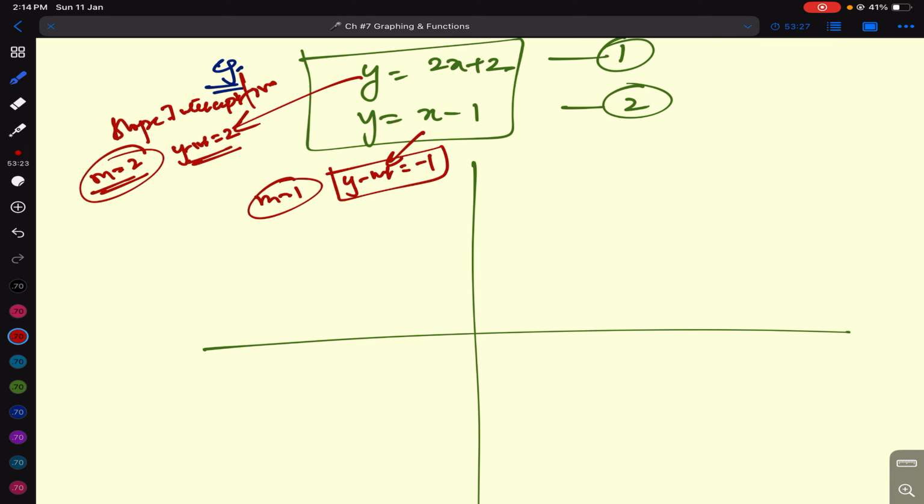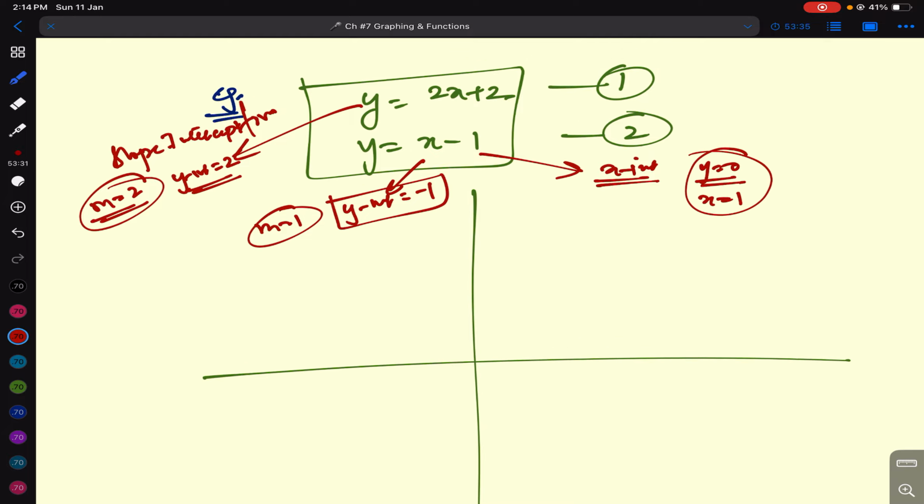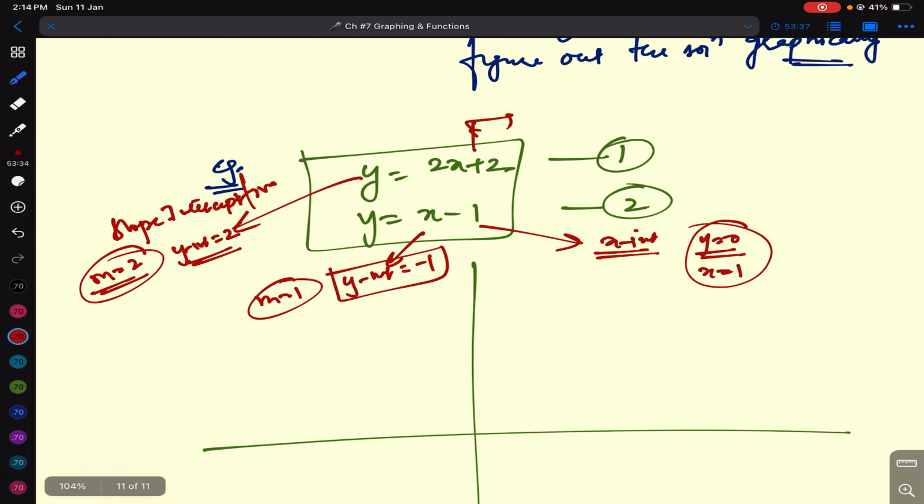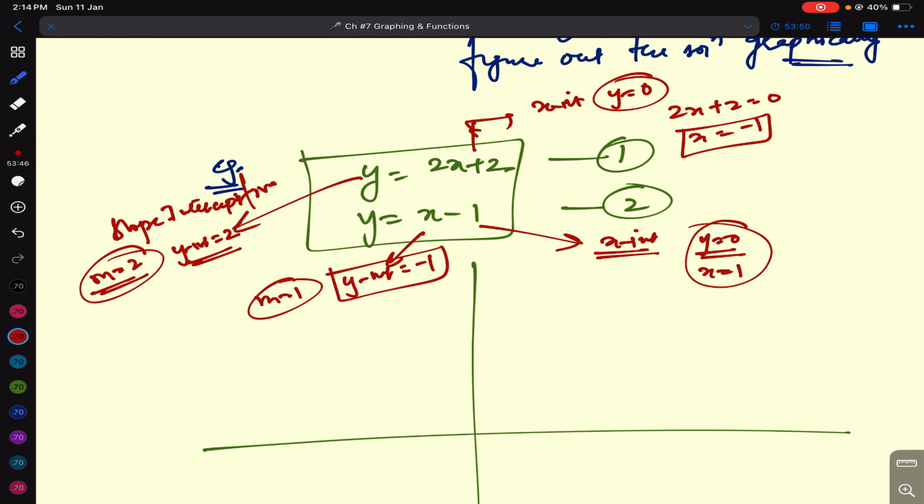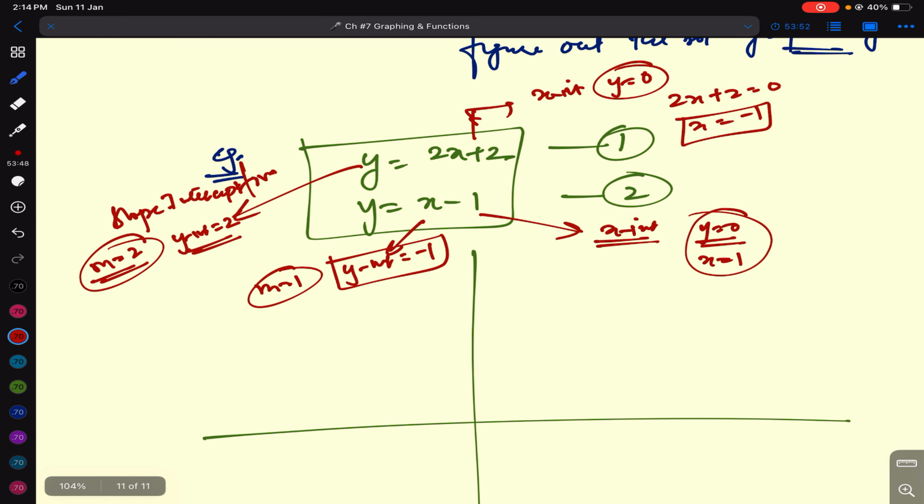And for this one the x-intercept would be, how do we get the x-intercept? By putting y as 0, so x will be equal to 1. For this one the x-intercept would be, again from y equal to 0, that will give you 2x plus 2 as 0, so x will be -1. Okay, so the x-intercept becomes (-1, 0) and here it becomes (1, 0).